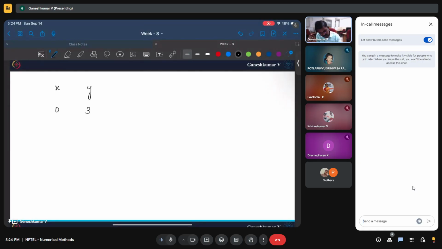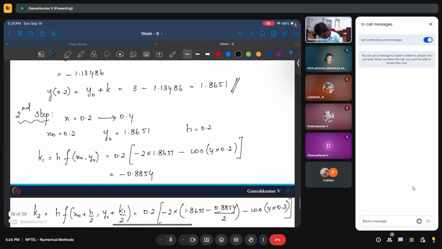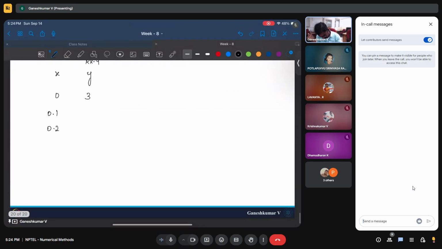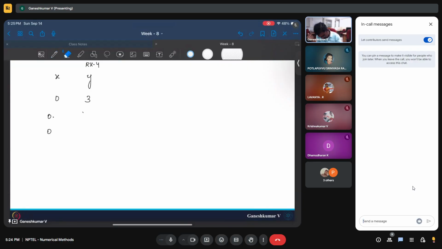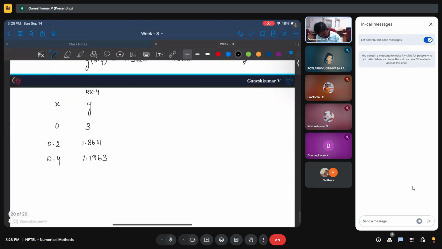So 0, 3 is the initial condition given, then 0.1, 0.2. Let me write it as RK4. Okay, 0.1 was, how much was 0.1? Sorry, the columns are 0.2 and 0.4. 1.8651, and this is 1.1963. Okay, this is RK4.